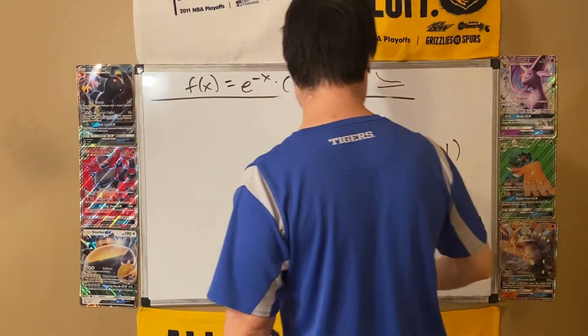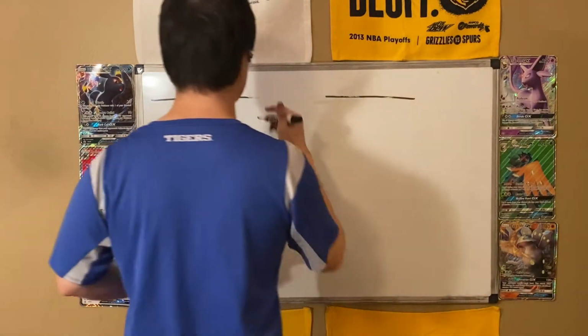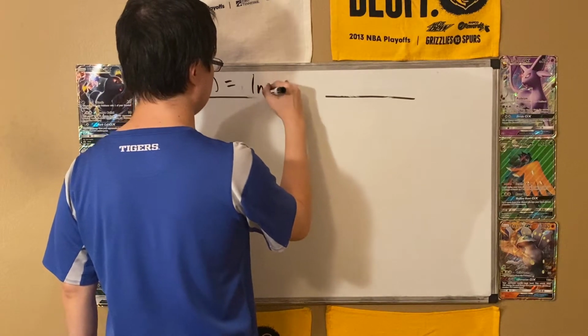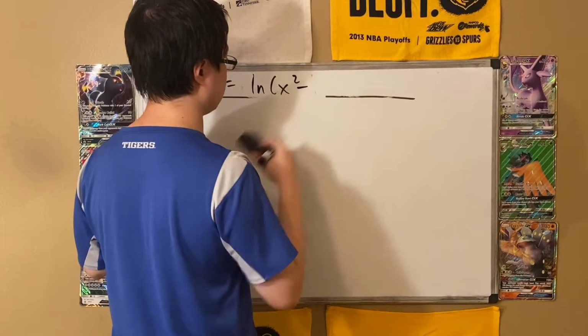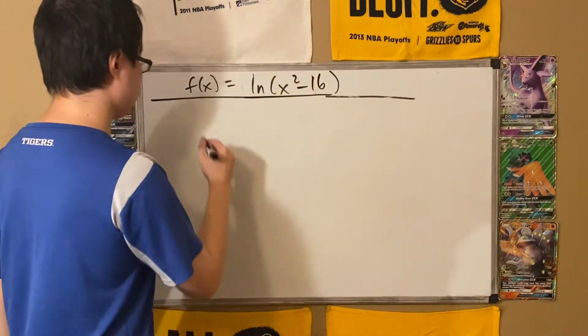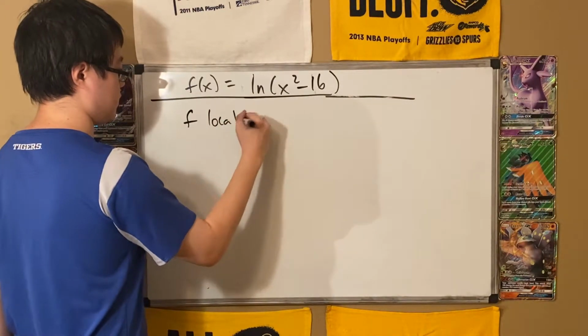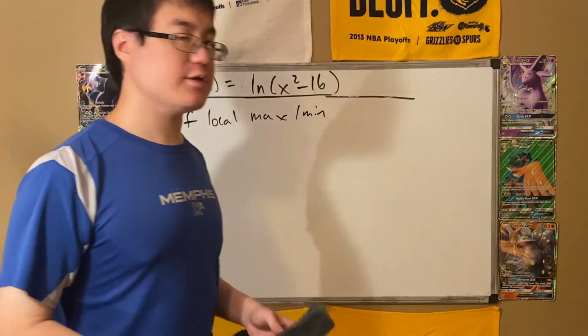So I'm going to erase this. So just a tricky question. I'm going to do this function right here. Not x squared minus 3. Let's do something that's factorable. Let's do x squared minus 16. And what we're going to do is find the local maximum of this function. Again, another way to say this is relative maximum.